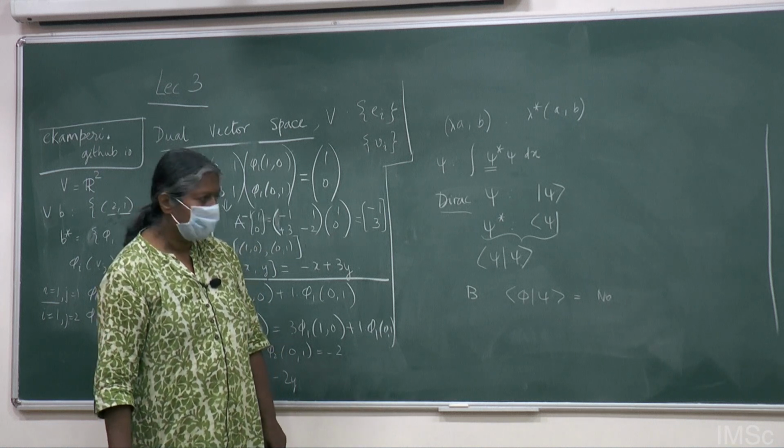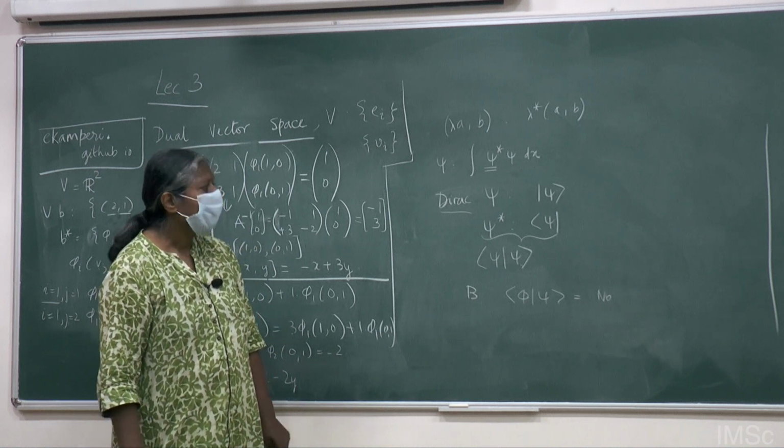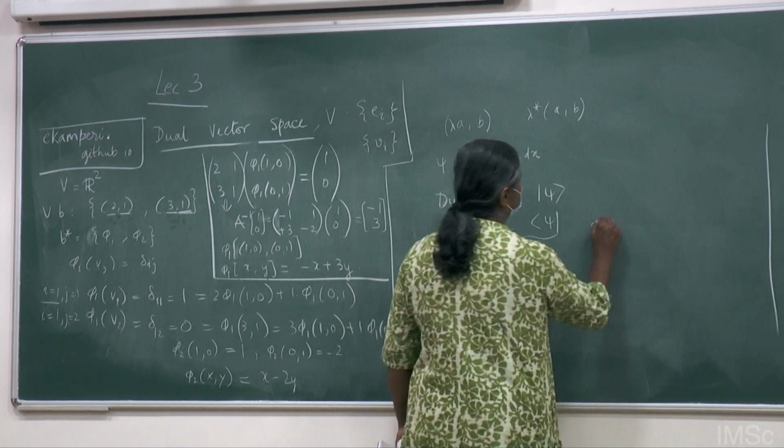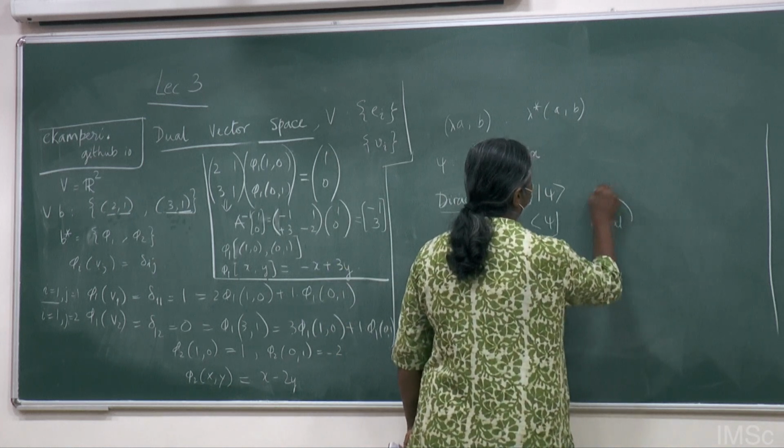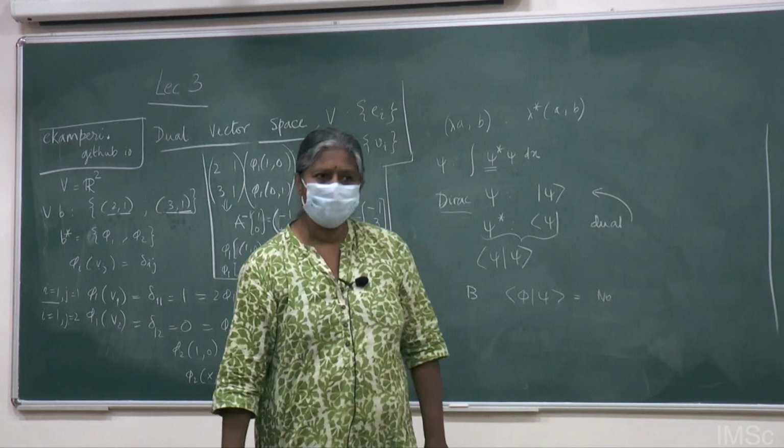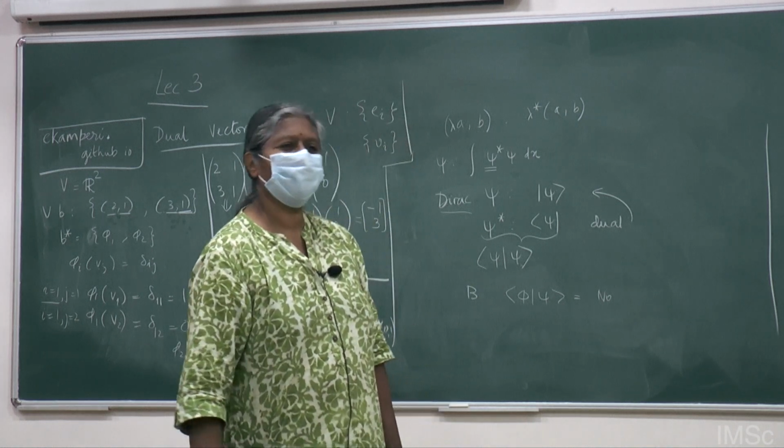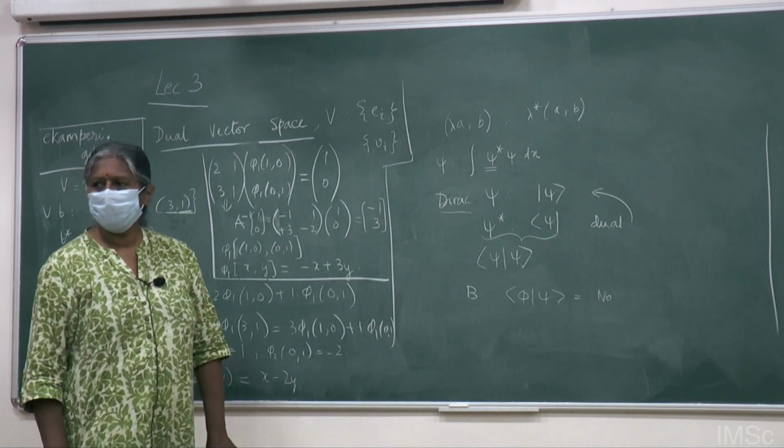Ma'am, this is the basis in the dual space only. So in fact, this is a dual space to this. Yes, this is the dual to this. Yes, and the elements are the scalar numbers. Absolutely, absolutely. Is it clear?